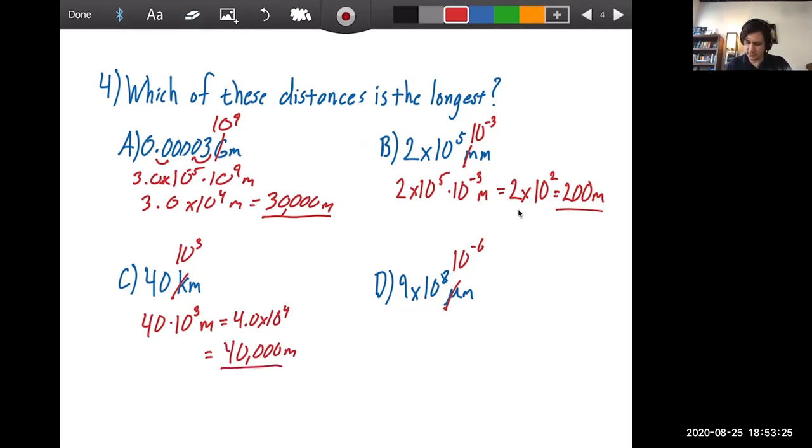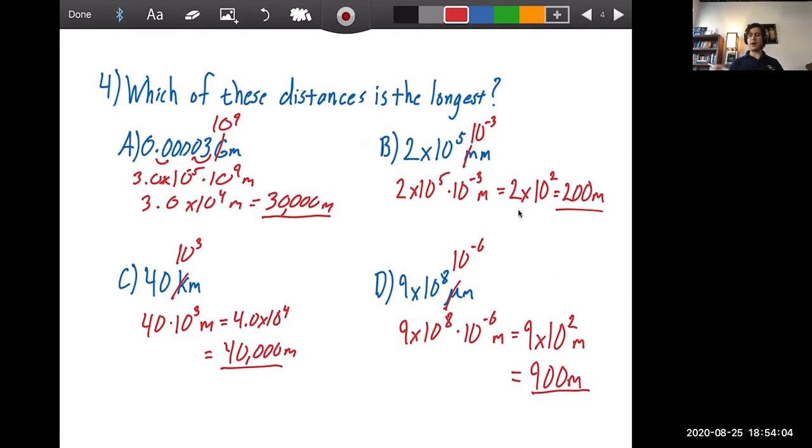And now our last one. Let's move these micrometers to meters. Here we have 9 times 10 to the 8th. The micro means times 10 to the minus 6, so times 10 to the minus 6 meters. 10 to the 8th times 10 to the minus 6. 8 minus 6 is 2, would be 9 times 10 squared meters equals 900 meters.